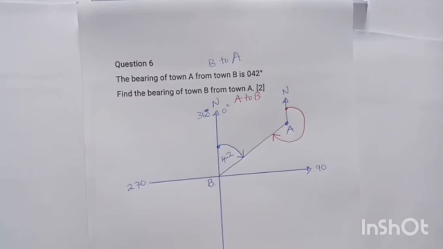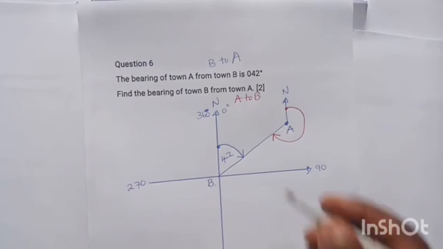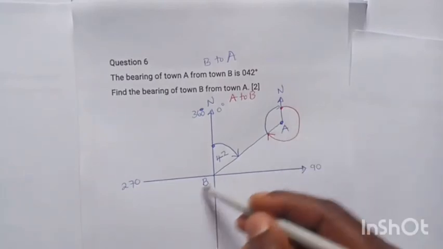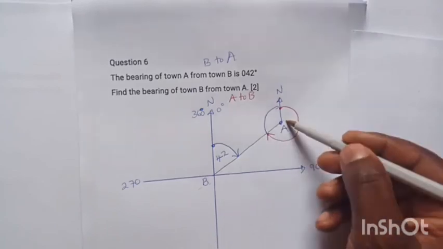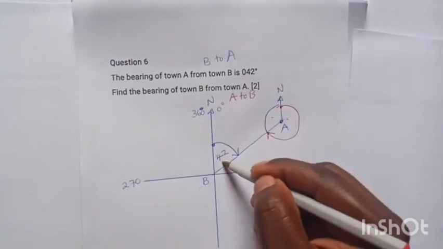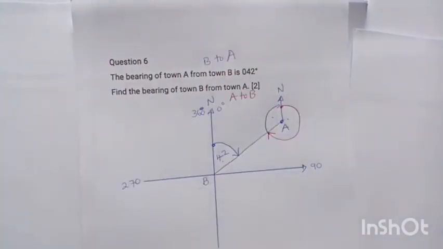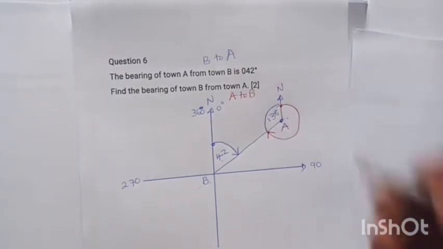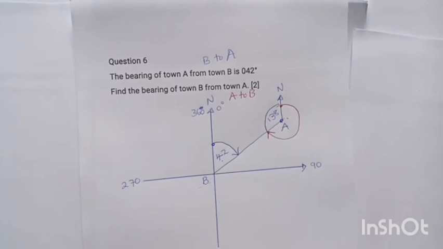Right. So to find this bearing, you can make use of allied angles or co-interior angles. Why? Because this line BA is the transversal line. And this angle and 42 are on the same side. They add up to 180 degrees. So 180 less 42, it gives you 138 degrees. Right. So I'm going to write 138 degrees, which has been calculated using the theory of allied angles.